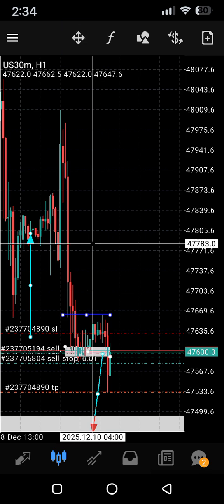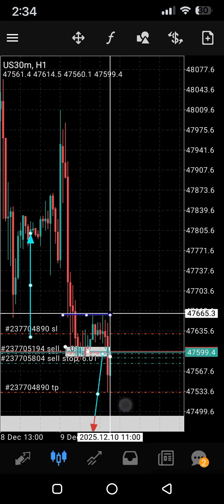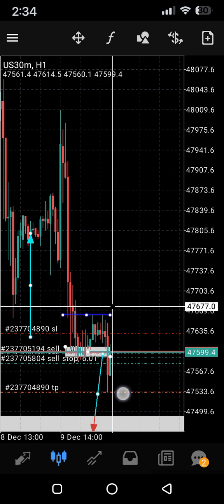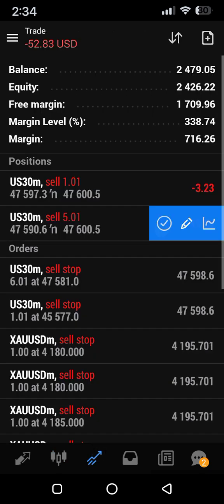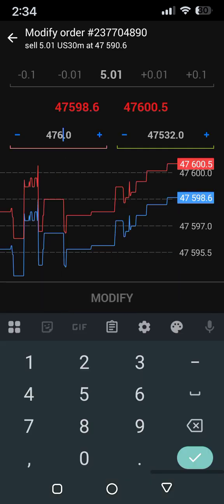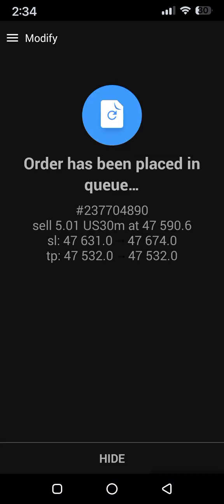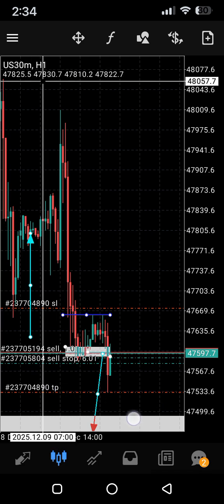Okay, so if you guys want a safer stop loss, you can put it above this area over here. So it will be around a few pips above, so that will be 47674. So that will be my stop loss. Okay, and then I'll be holding price until we reach that level over there.